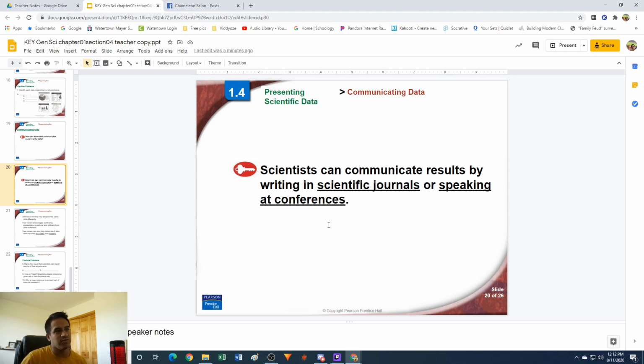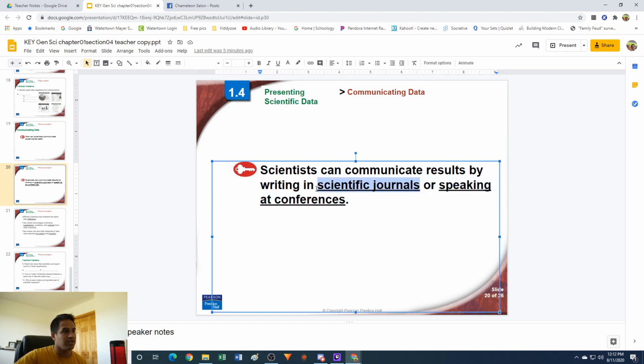A lot of times we'll communicate our results by either writing in scientific journals or speaking at conferences. Now, scientific journals nowadays are typically going to be digital, online on the internet. There are a lot of different highly prestigious websites that will publish your work, and people can buy those digital papers and read them. Back in the day, they were physically printed, but nowadays you just find them online.